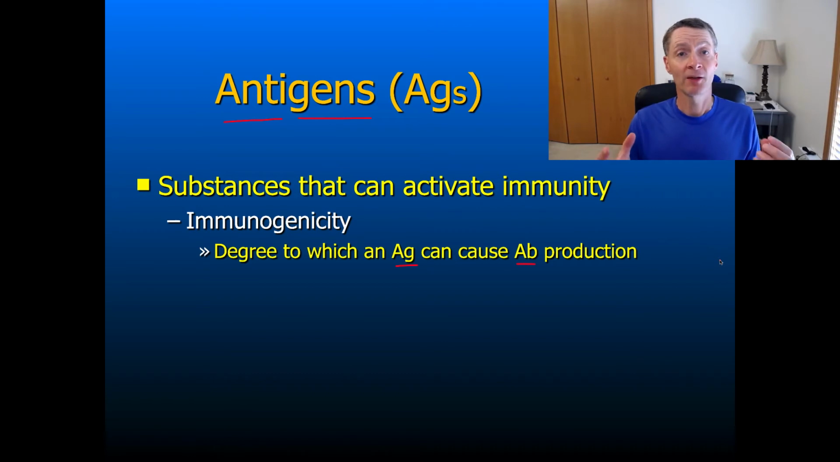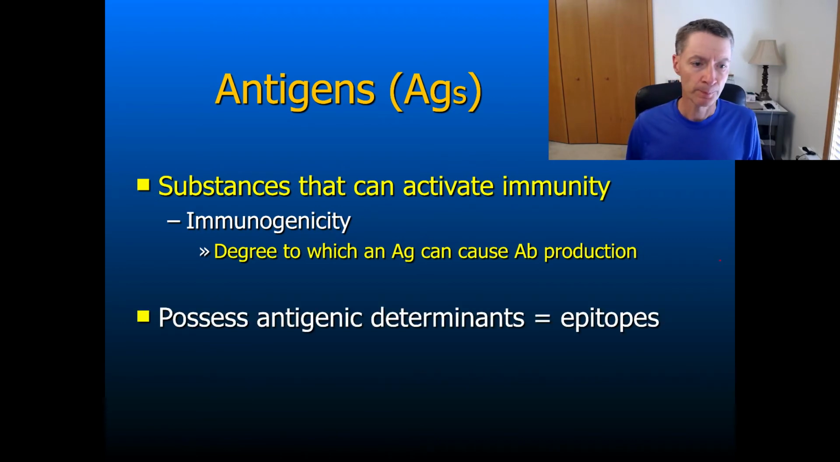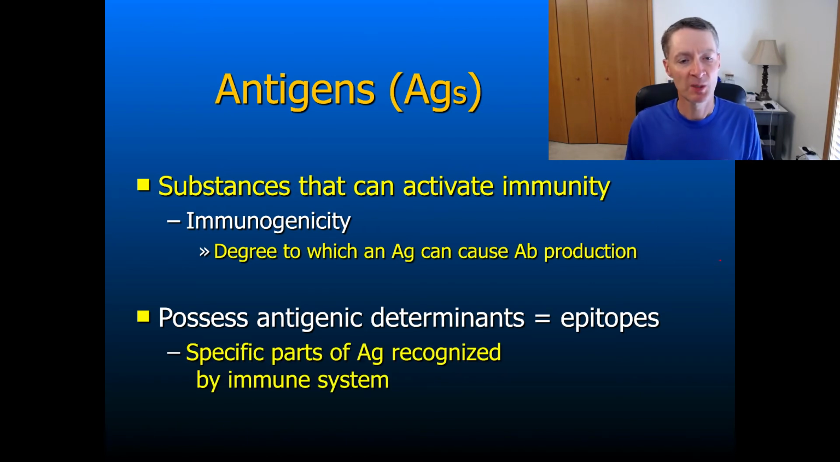Now, not all antigens have the same immunogenicity. They all have different shapes, all right? Some people maybe respond vehemently, very much so, to a specific antigen. Their immunogenicity is high for that antigen, and some may not. We could also say that any one antigen will have many shapes associated with it, something we call antigenic determinants or epitopes, specific parts of the antigen that would be recognized by the immune system.